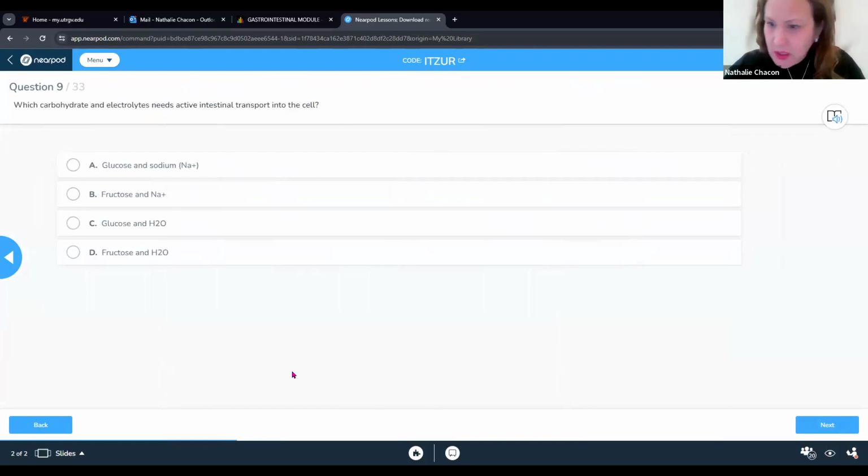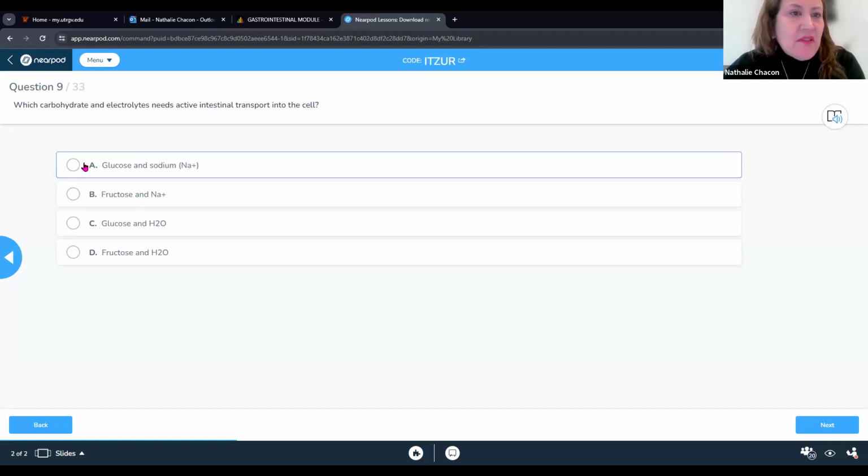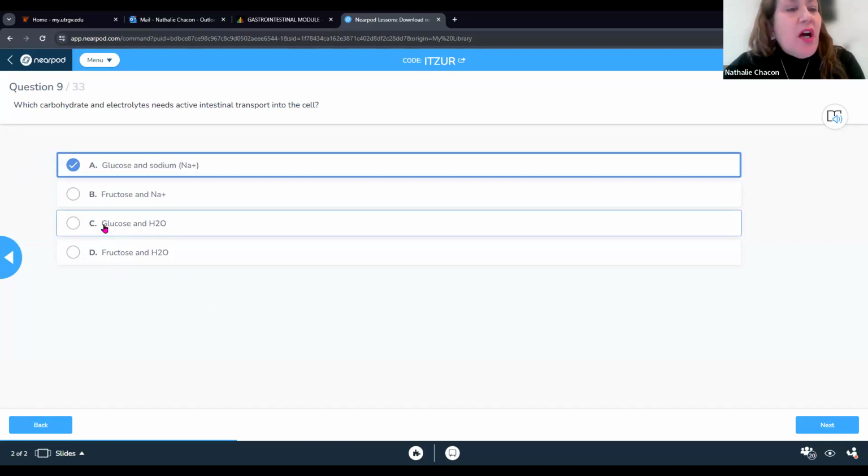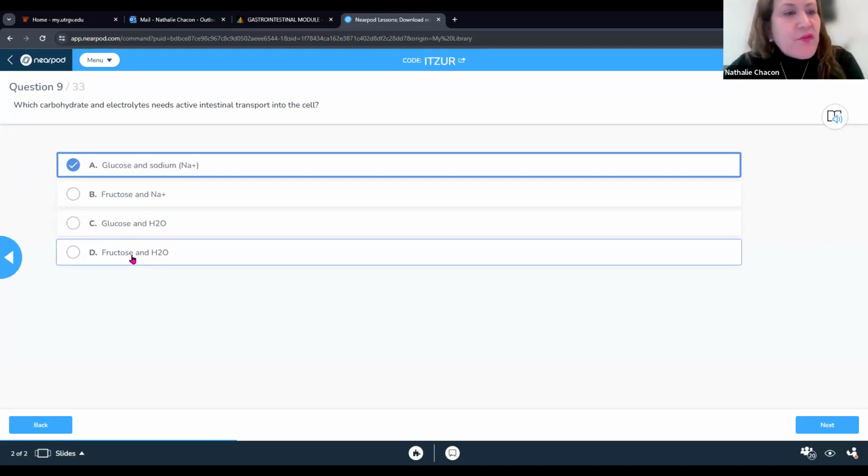And also, how much time is there? We still have time. Carbohydrates and electrolytes need active intestinal transport into the cell? Yes. Which one? Well, remember, glucose is a big molecule, and sodium, they need active intestinal transportation. Fructose and sodium can do it by itself also. Glucose and water does not. It has to be the two of them. Fructose, no. So the only one that you can select is this one.